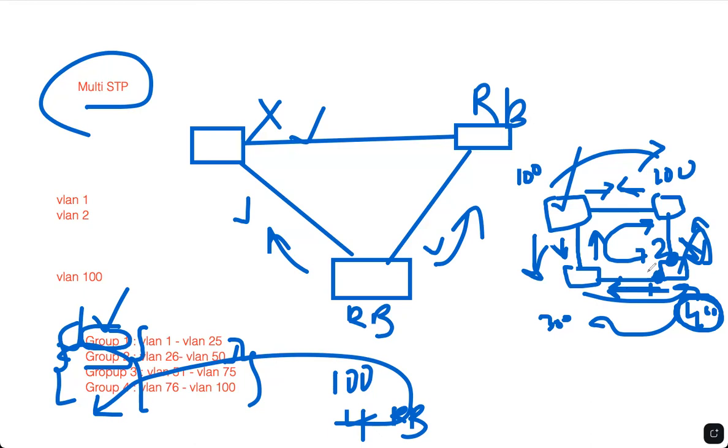If you don't want that, you can use a concept called cost. You can apply the cost. So whichever has the lower cost, let's say you apply a cost of 10 here and a cost of 100 here, you can block this one. By default, the switch will always block the higher port. If you want to change that, you can manually apply the cost.